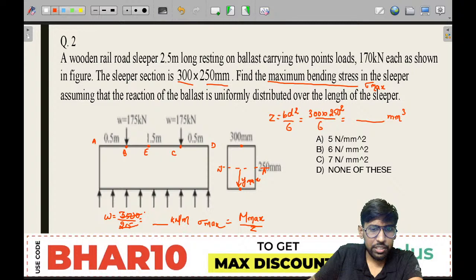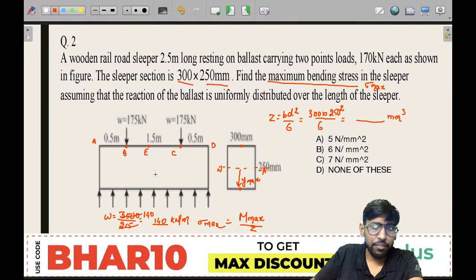It is 140 kilonewton per meter? Yes? Okay. So, if I talk about the bending moment at B, what are you going to write?